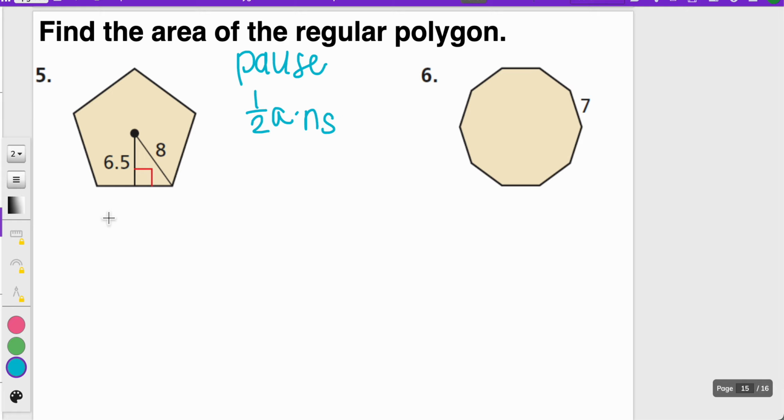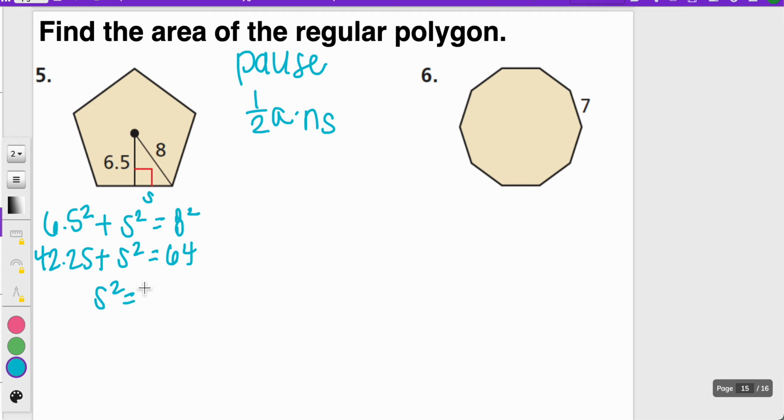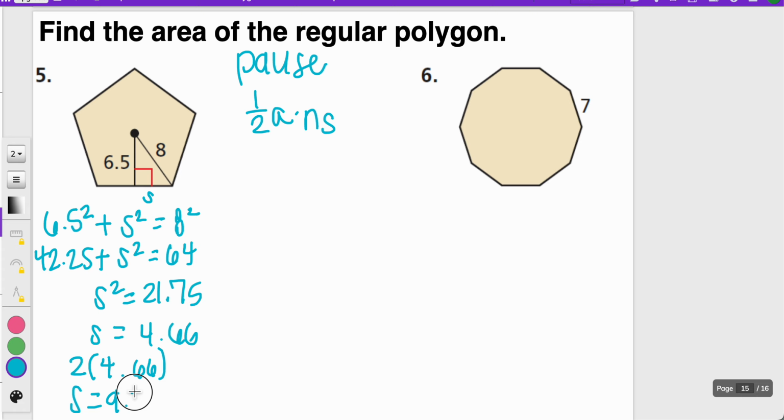Okay, so this first one, I don't know the side length yet, so I'm going to label this as maybe s. So I'll have 6.5 squared plus s squared is equal to 8 squared. 6.5 squared is 42.25 plus s squared is equal to 64, or s squared is equal to 21.75. So that's going to be roughly about 4.66. But reminder, this is only half, so we're actually going to double to get my full side length. So 2 times 4.66, I'm going to get s is actually equal to 9.32.